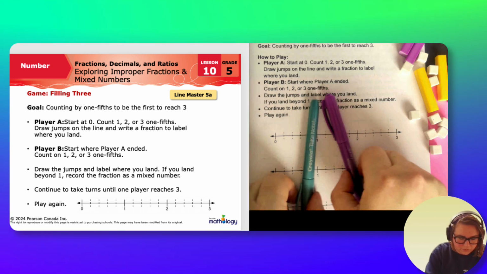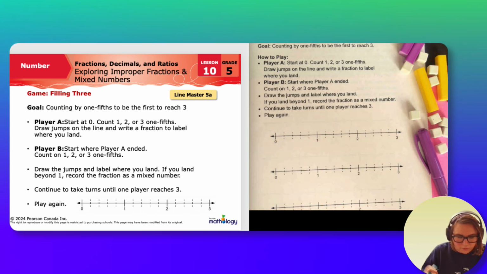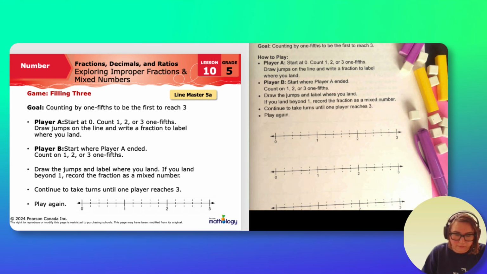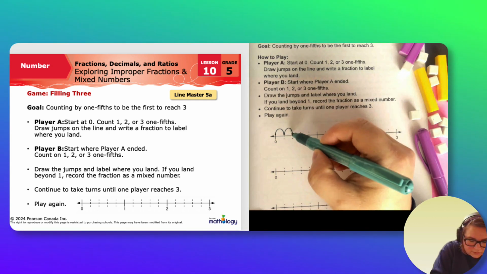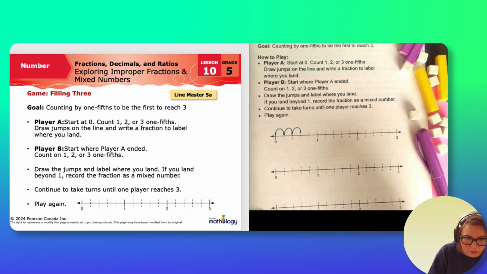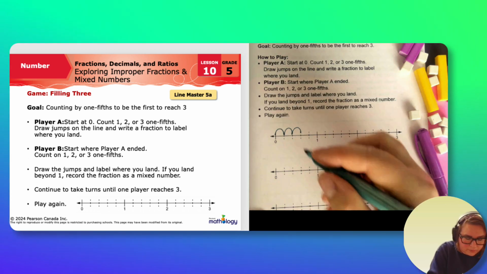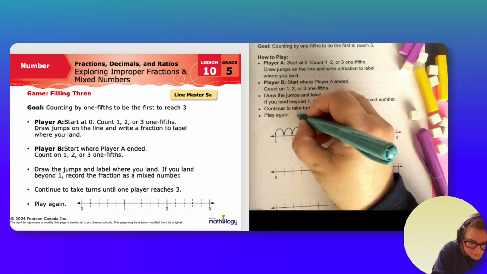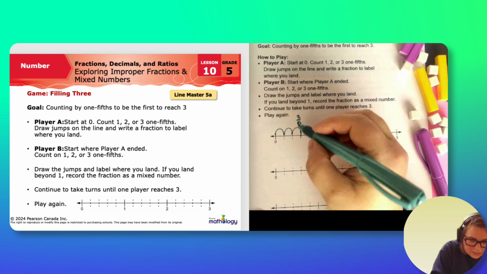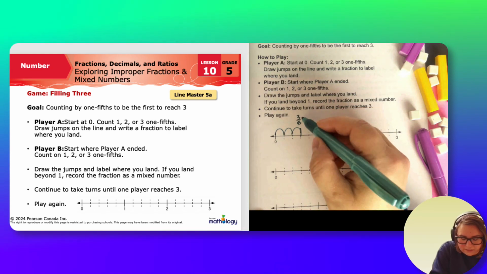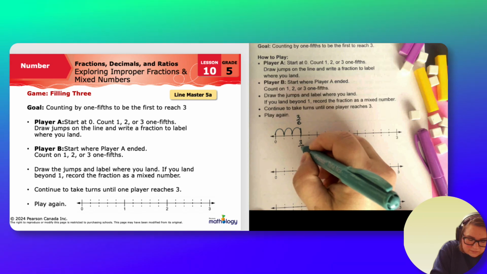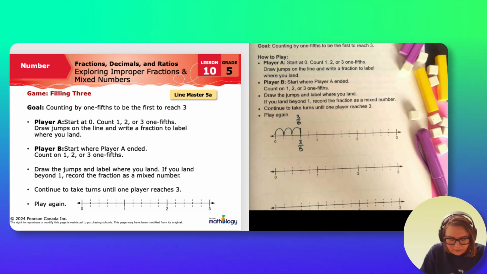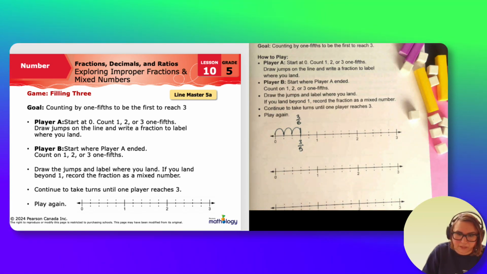I'm just going to play. So player one, I'm going to start with, you can either do 1, 2, or 3 fifths. So I'm going to start at 0 and I'm going to do 1/5, 2/5, 3/5. I'm going to stop there. When we stop, we have to record our number. So this is 3/5, and that's a mixed number at the top, and it's also the same as the improper on the bottom, 3/5.